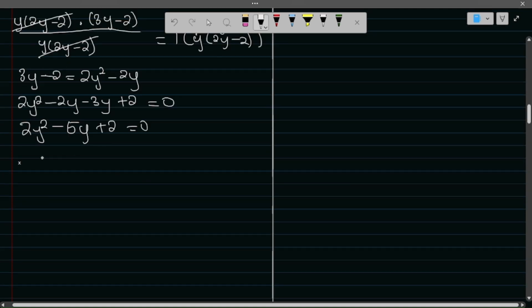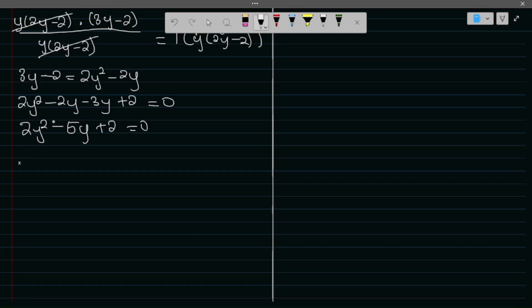Right, so now what do we have? Now we need to factorize. So basically this is the same concept. You take 2y and you take what?